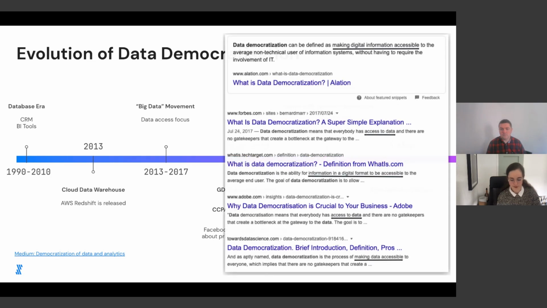I actually just included this screenshot, which I thought was pretty interesting. This is what happens when you Google data democratization. It's all about access to data, so you can see underlined there in the results: making it accessible, access to data, making data accessible. And this is really how people defined data democratization in 2017, which is pretty interesting given what I think the current definition of it is.